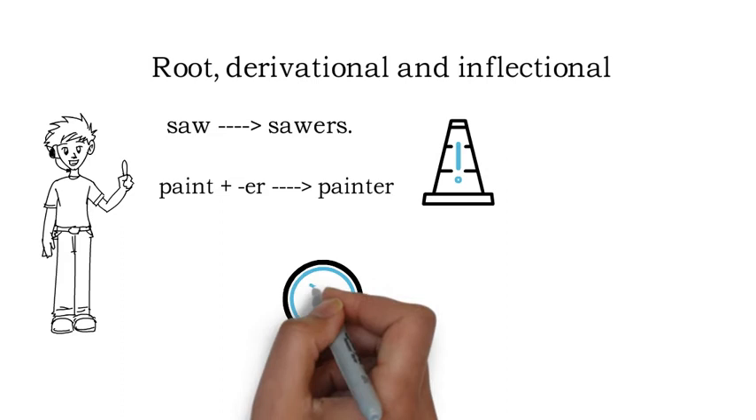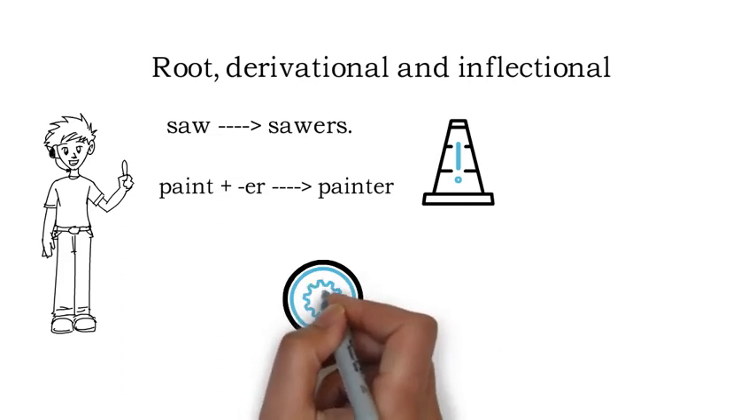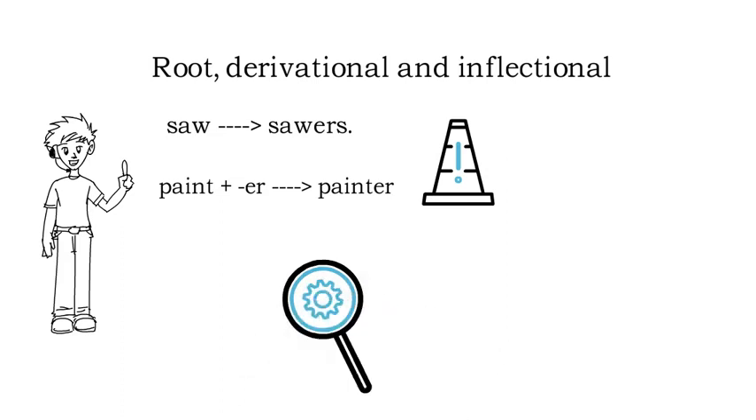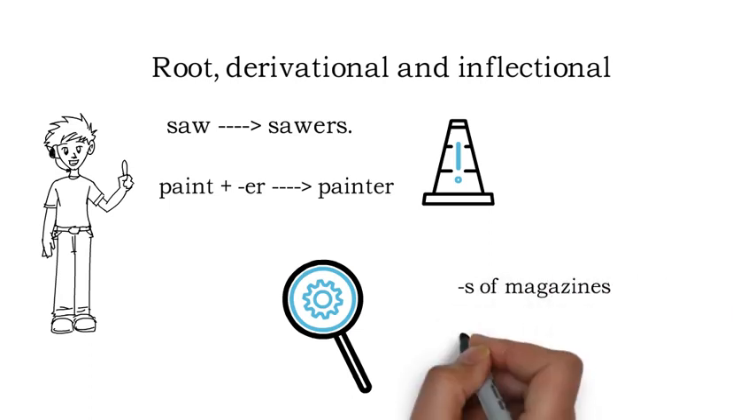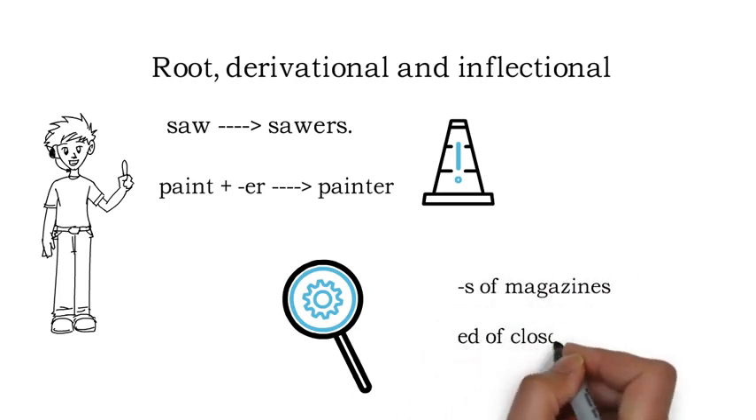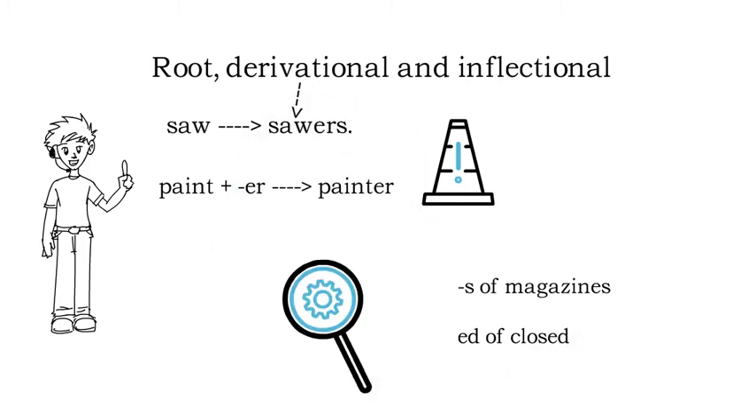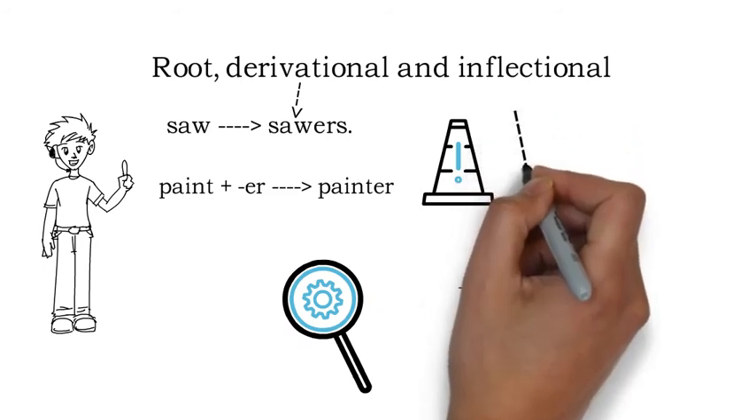Inflectional morphemes do not create separate words, they merely modify the word in which they occur in order to indicate grammatical properties such as plurality, as the s of magazines, or past tense as the ed of closed does. English has 8 inflectional morphemes.